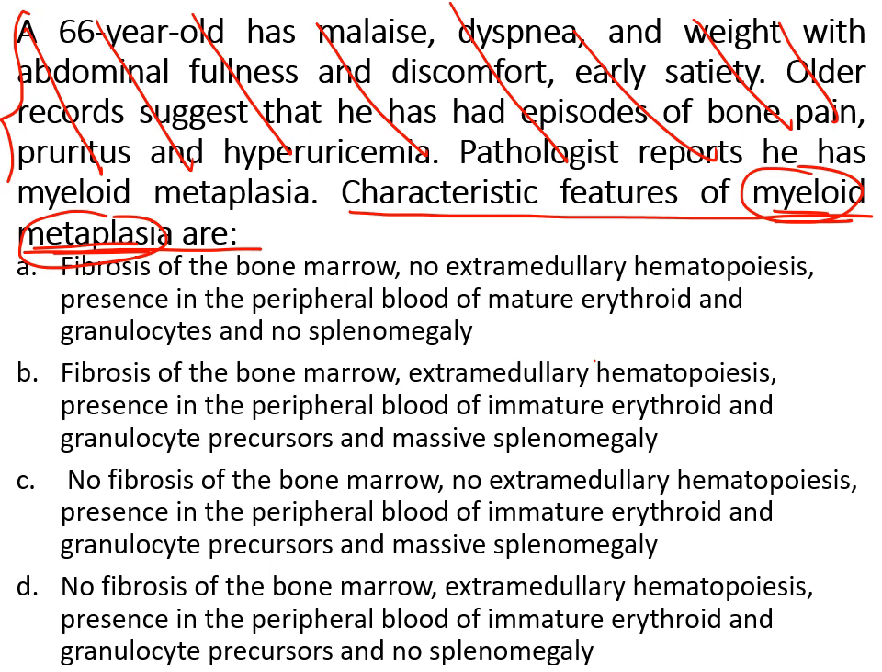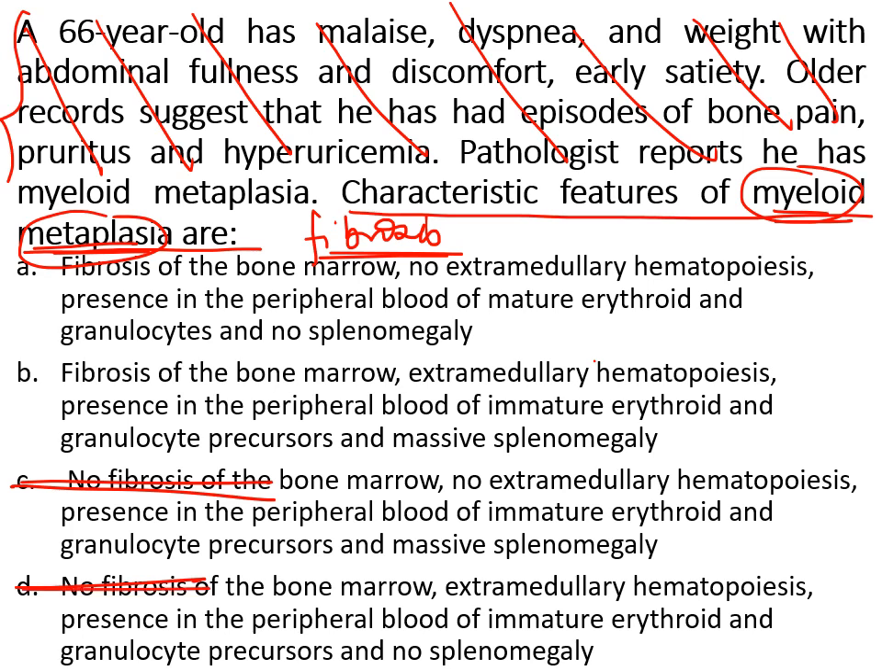So here you can see that you can rule out two options if you know whether there is fibrosis or no fibrosis. So characteristic features of myeloid metaplasia include fibrosis of bone marrow. It is like myelofibrosis. So myelofibrosis means fibrosis of bone marrow. So either the answer has to be A or B. No fibrosis, option C is ruled out. No fibrosis, option D is ruled out.